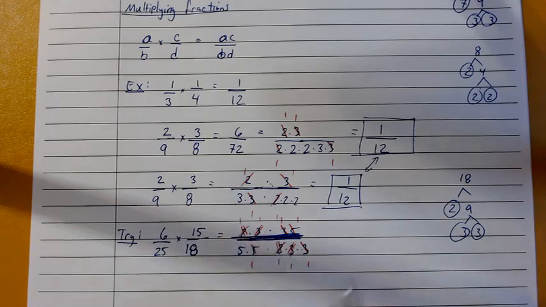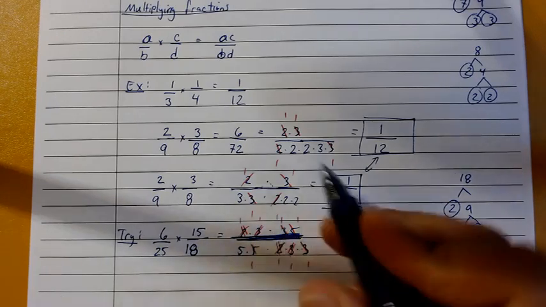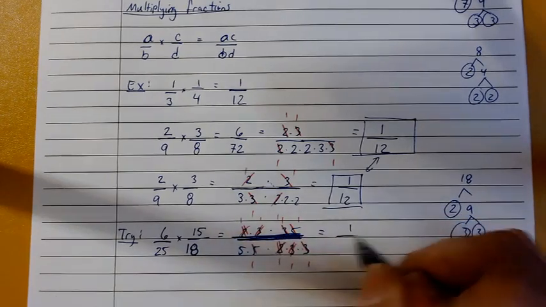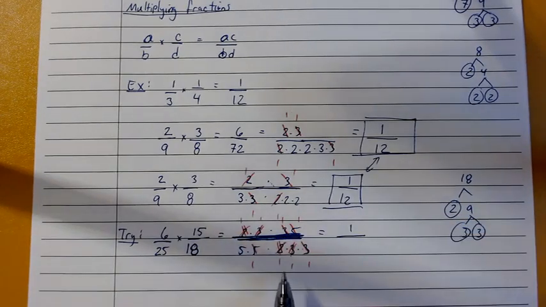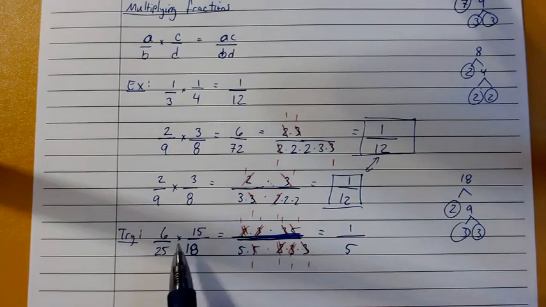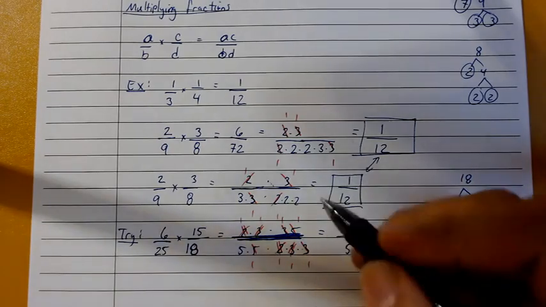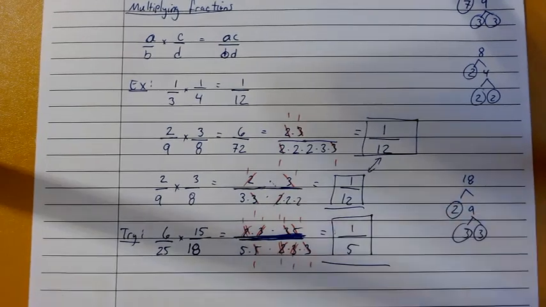So what's left? Well, my numerator is 1 times 1 times 1 times 1, which is 1. And my denominator is 1 times 1 times 1 times 5, which is 5. So in the end, 6 over 25 times 15 over 18 is 1/5. And that makes us happy.